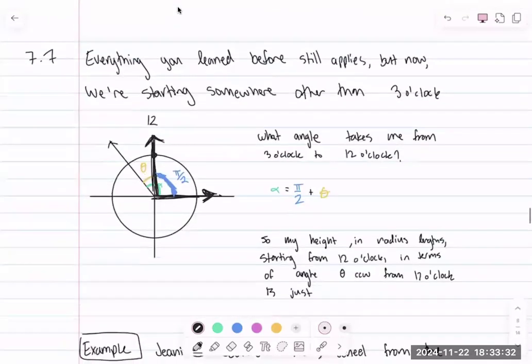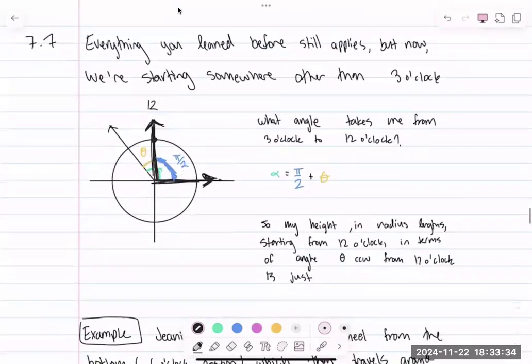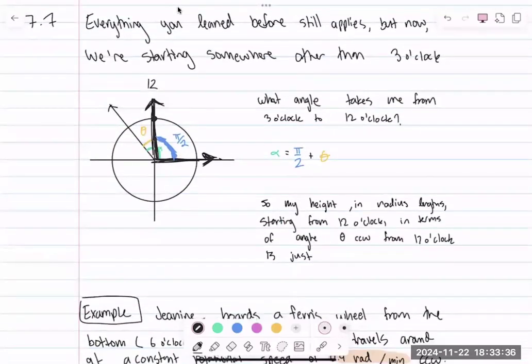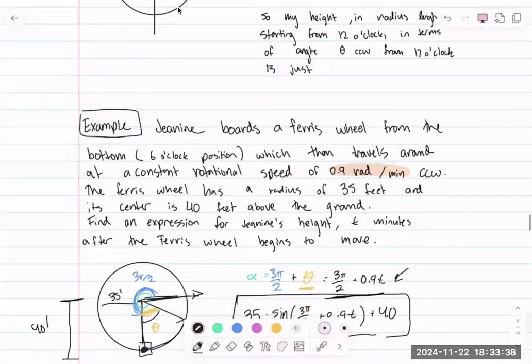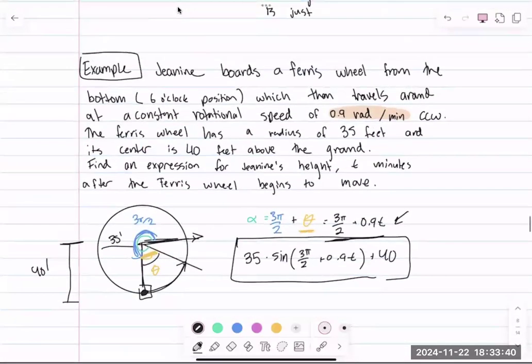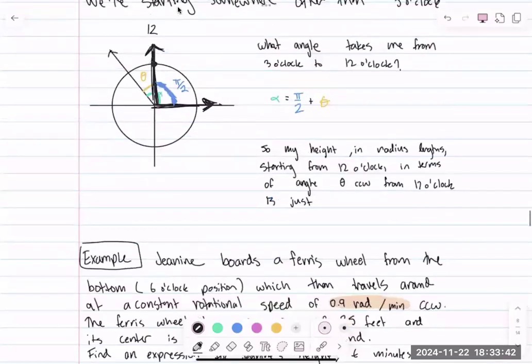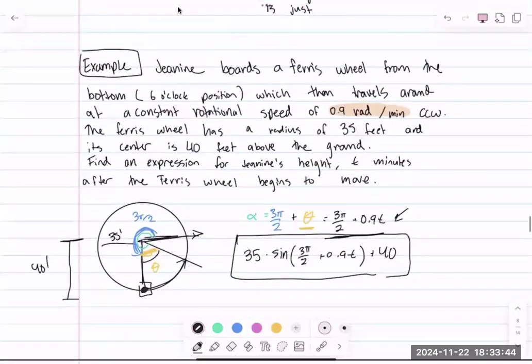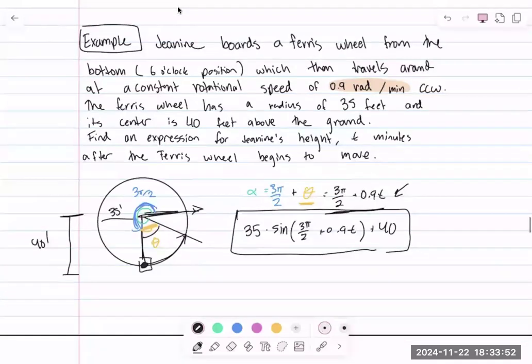All that it requires is that we think about our starting position. This starting position at 12 is pi halves radians of a rotation away. And similarly down here, the 6 o'clock position is 3 pi over 2 away from that 3 o'clock position. So just keep those in mind.